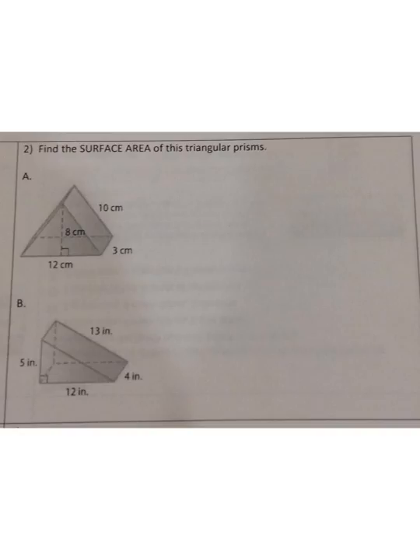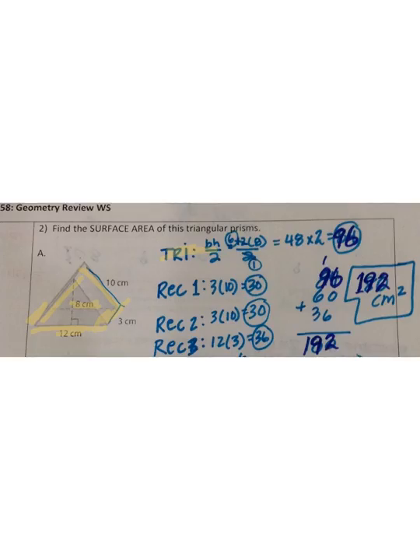Number 2, find the surface area of this triangular prism. First you're going to enter your answer for the surface area of the first triangular prism. A triangular prism is made up of 2 triangular bases, which is right there, and then 3 rectangles. So you need to find the area of each and then combine them together.